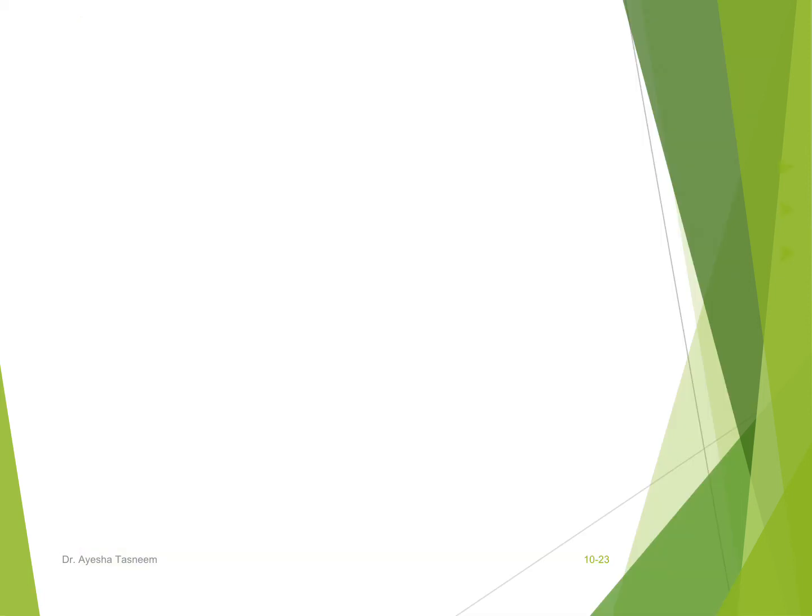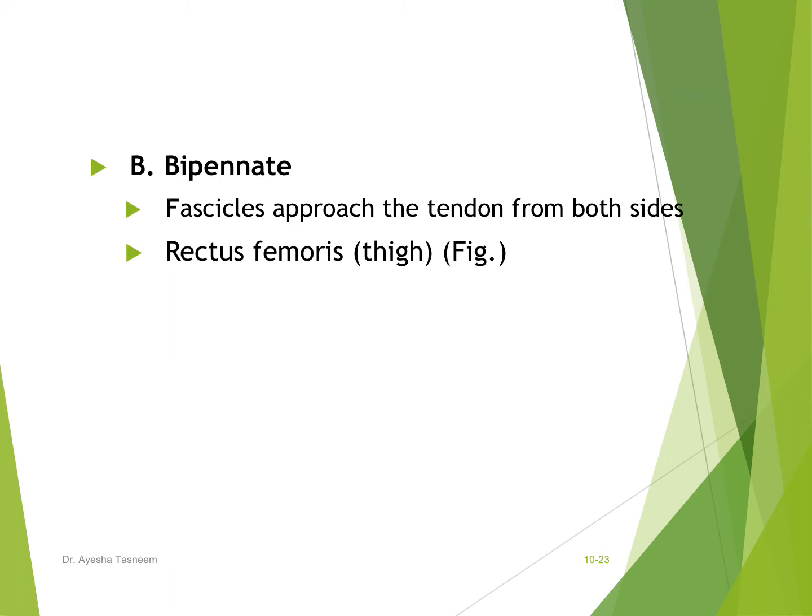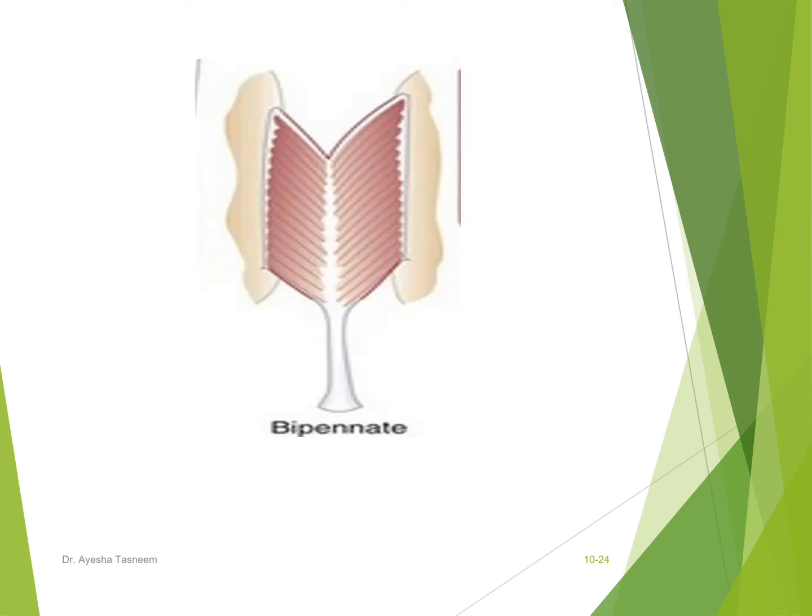Then we come to the bipinnate. In bipinnate, the fascicles reach the tendon. Fascicles are the fibers of the muscles. They reach the tendon from both sides. Best example is the rectus femoris. This is the bipinnate muscle.